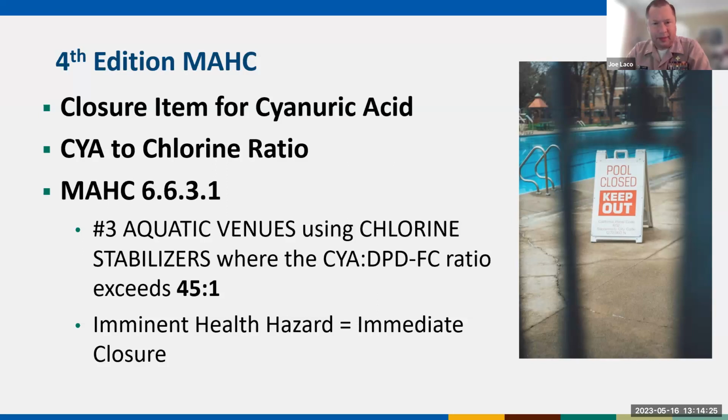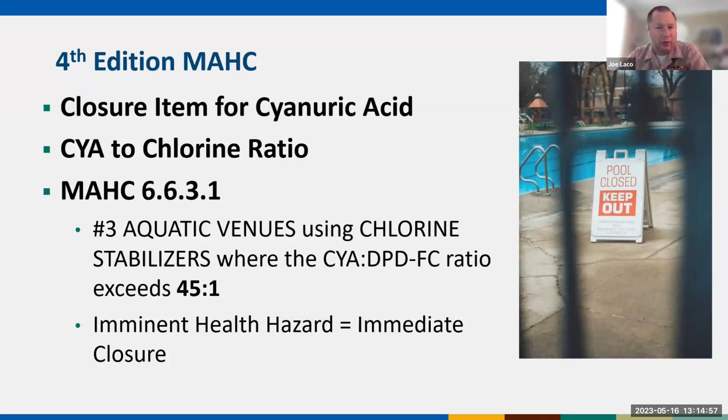So the MAC has always, well, not always, I think starting in either the second or the third edition, had an operating value of 90 parts per million of CYA. And we've had an ideal operating value for chlorine of 2 parts per million. So that ratio, 90 to 2, is 45 to 1. So we wanted to make sure that that ratio is maintained.